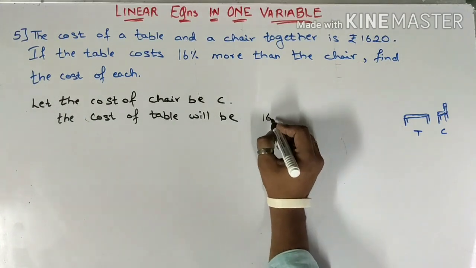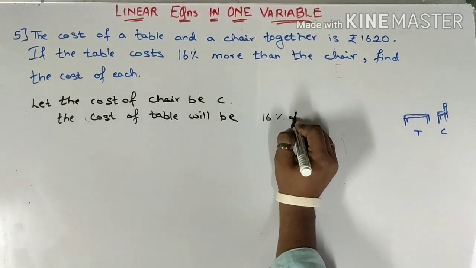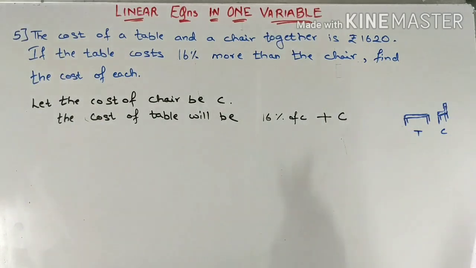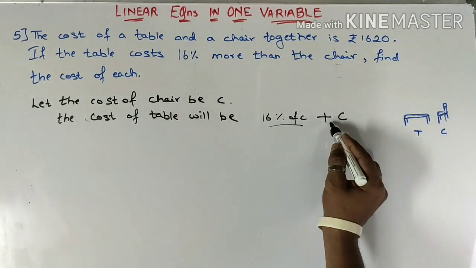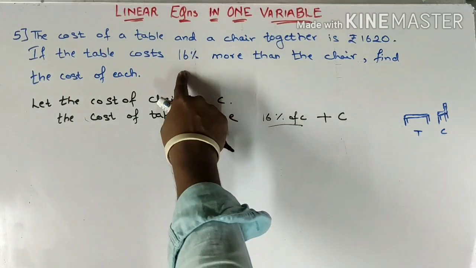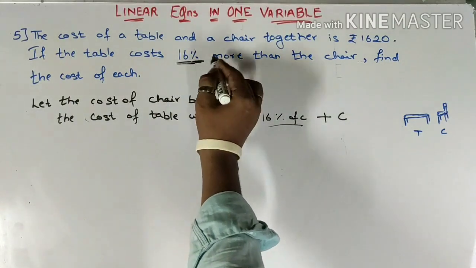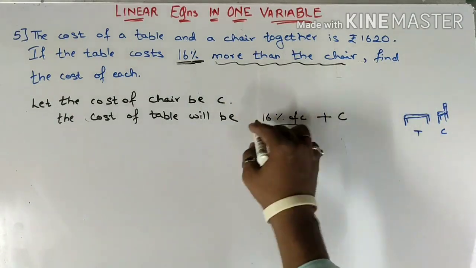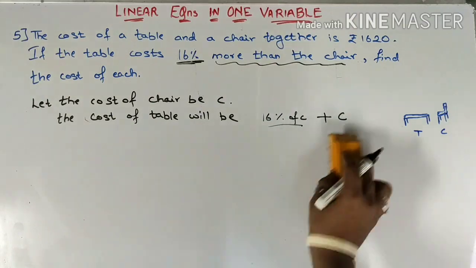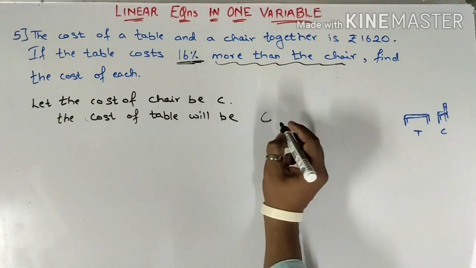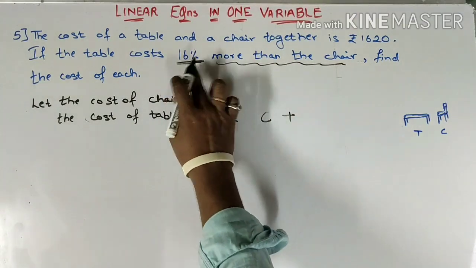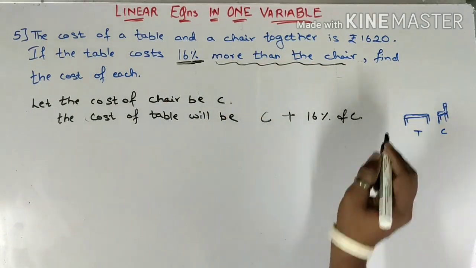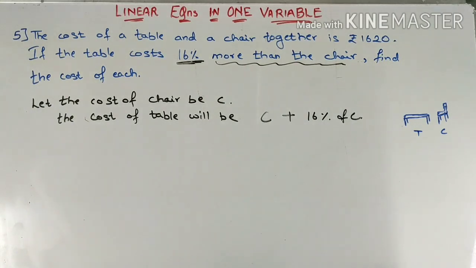So 16% of chair plus the value of chair. Getting it? 16% of chair plus the value of chair, because it is 16% of chair more than the chair. More than the chair means you will add it. Or you can write it like this also, cost of chair and how much more? 16% of the chair. 16% of the value of chair or the cost of chair.